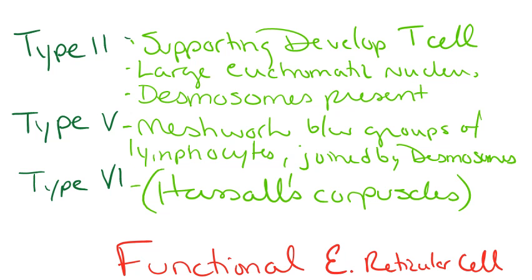Okay, so let's talk about the actual functional cells that are outside of the structural cells, which remember were type 1, 3, and 4. So type 2 is supporting and developing T cell, has large euchromatic nucleus, and there are desmosomes that are present to keep it attached to others. And remember, we have crosstalk between the different types of 2 that are together inside of the cortex. Type 5 creates a meshwork between groups of lymphocytes, and they're also joined by desmosomes in order to facilitate this kind of involved maturation process of the lymphocyte. Type 6 is called the Hassall corpuscle, which we'll go over in just a moment.